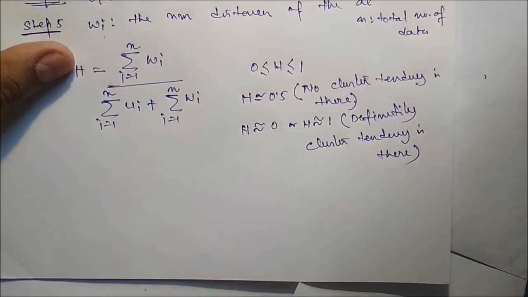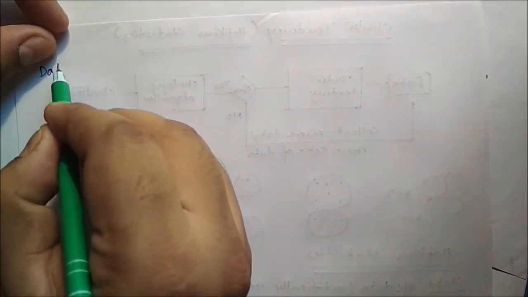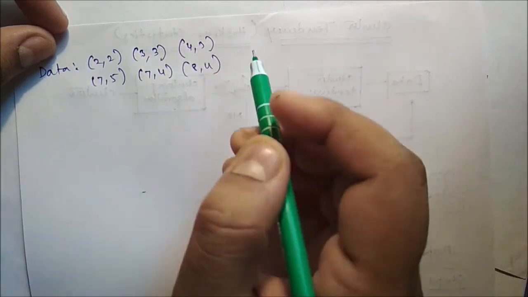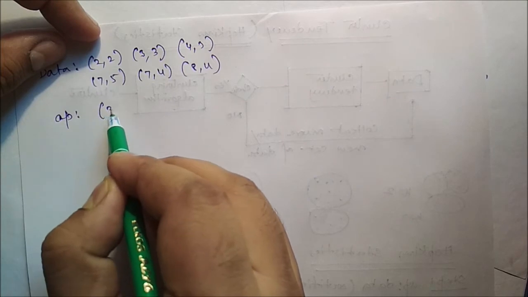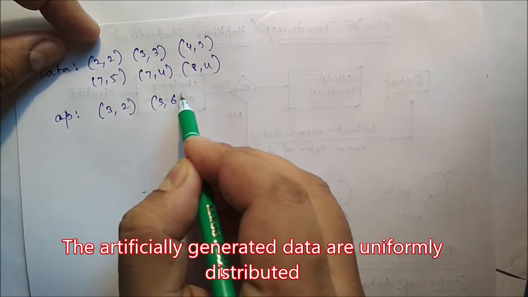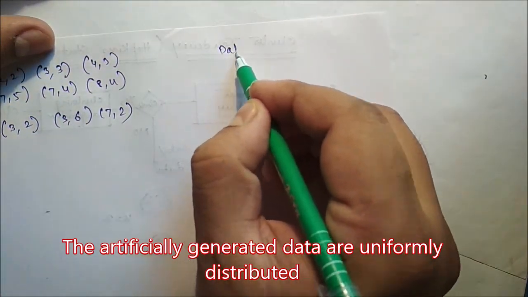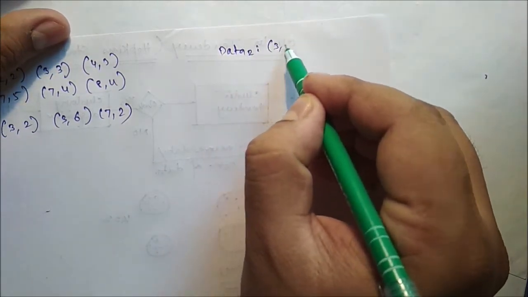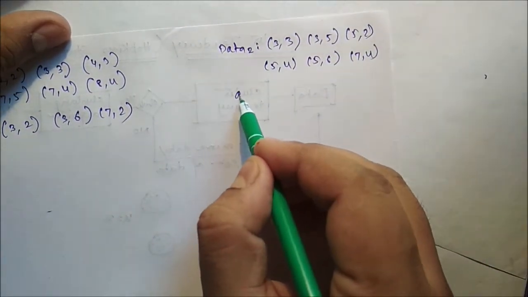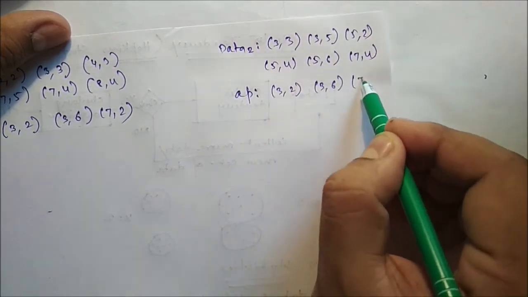Now try to see one simple example. Let we have a data set, and say the artificially generated data are 32, 36 and 72. In another set of data, say data 2, the data are 3 and 74, where the artificially generated data are 32, 36 and 72.